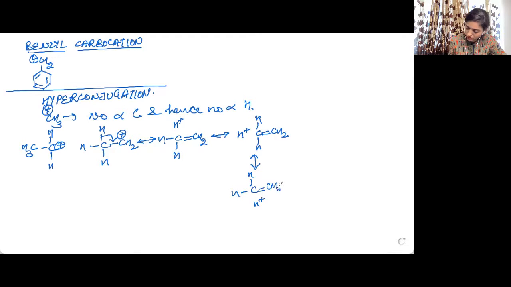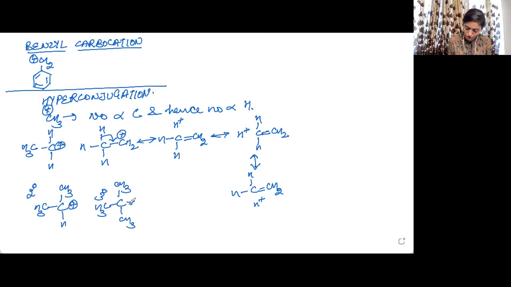So this is the way we draw the hyperconjugating structures for the primary carbocation intermediate. Three alpha hydrogens are there, so 3 hyperconjugative structures are possible. In case of secondary carbocation, there will be 6 alpha hydrogens and 6 hyperconjugative structures possible. Then in case of tertiary, there will be 9 alpha hydrogens and 9 hyperconjugative structures possible.